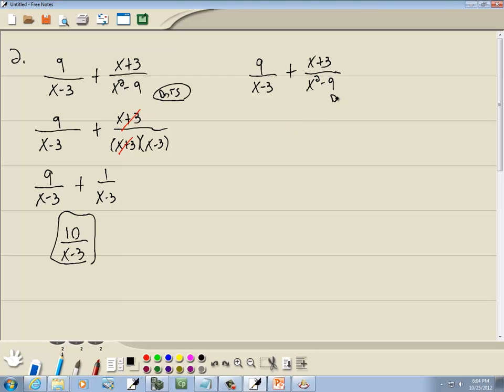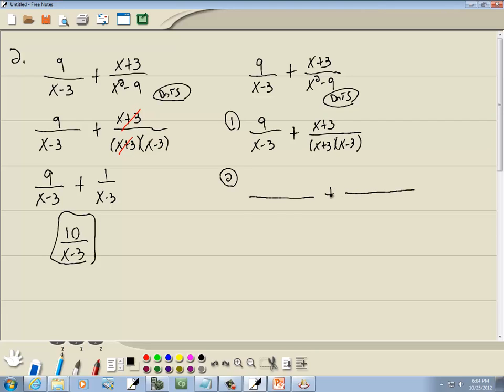But again, we're going to factor all of our denominators. This is a difference of two squares. So I get 9 over x minus 3 plus x plus 3 over x plus 3 times x minus 3. And that's step 1: factor all of your denominators. Step 2, figure out your LCD and rewrite each fraction with that. I start with my first denominator, x minus 3. That's our factor there. So we're looking for the greatest number of x minus 3s in a single denominator. There's 1 here, 1 here. So the greatest number of x minus 3s in a single denominator is 1.